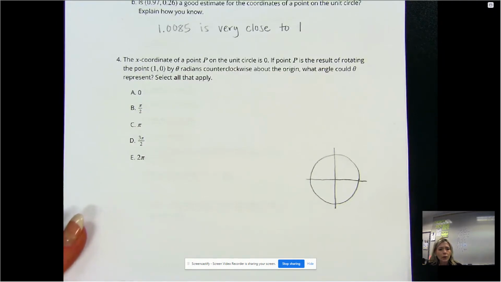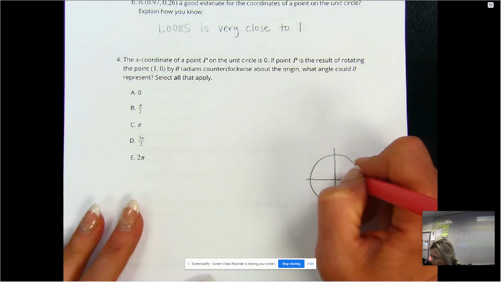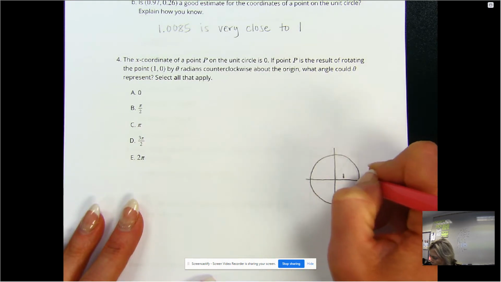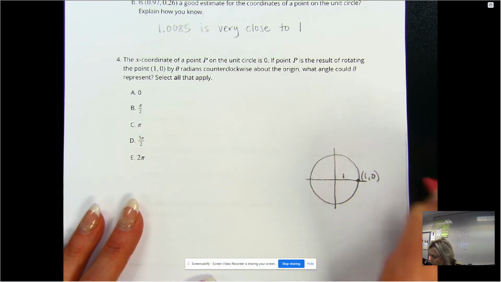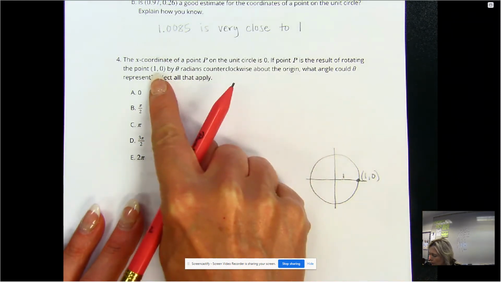So the x coordinate of a point P on the circle is 0. So there's only a couple places where the x coordinate is 0. So if this is a unit circle, the radius is 1. This point right here is 1, 0. And I think that's where we're starting.